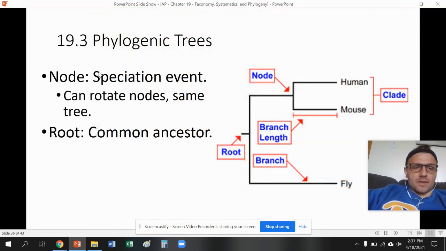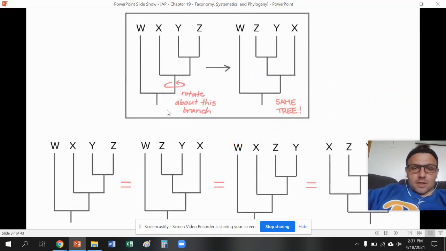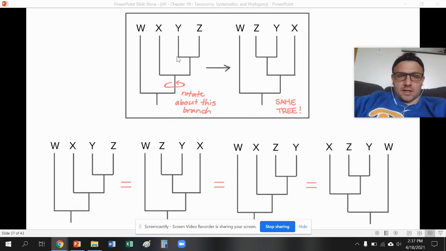All right, node and root. A node is a speciation event. You can rotate nodes, and it's the same tree, so we can rotate these two, and they're the same phylogenetic tree. A root is just the common ancestor there. You can see this one tree, W, X, Y, Z, where we can flip-flop along this node, and we can flip-flop even over here, and these are all the same tree.